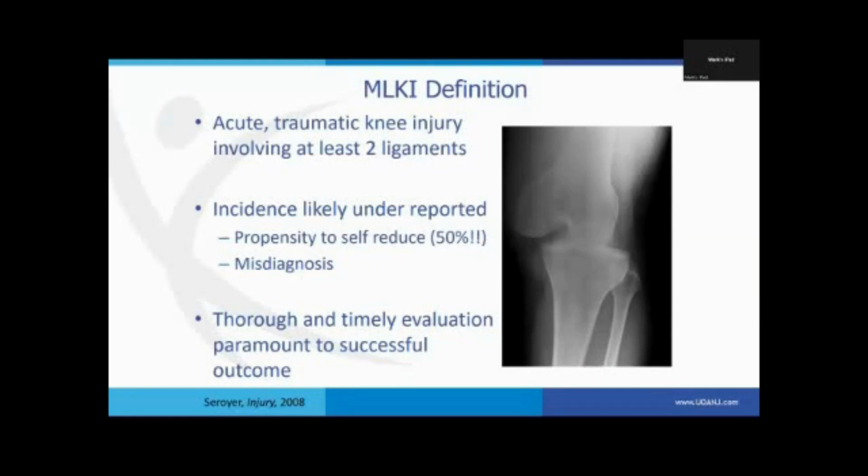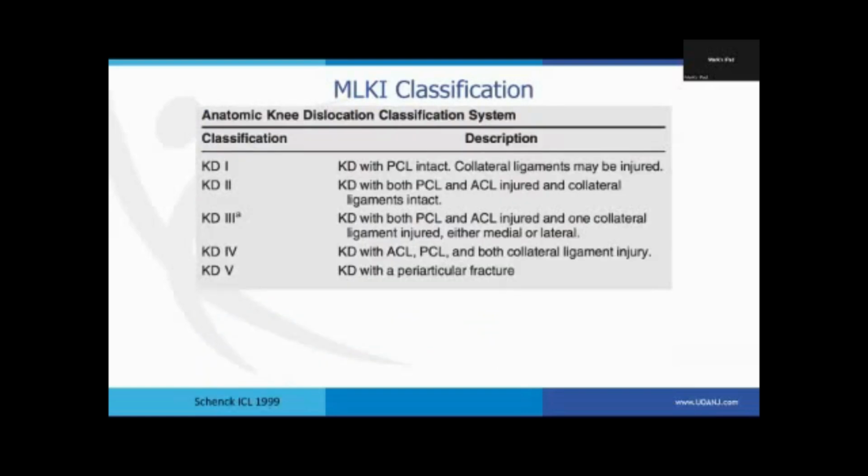So a multiligamentous knee injury is an acute traumatic knee injury involving at least 2 ligaments of the knee. The incidence likely is underreported because many of these can self-reduce. So you see that injury that we just watched on the Packers there, and that may have been a knee dislocation. And if it's not, when you get to it, it may have been, but it reduced itself. So it's important to see that mechanism and recognize what just happened, because a misdiagnosis here can be catastrophic. A thorough and timely evaluation is paramount to a successful recovery.